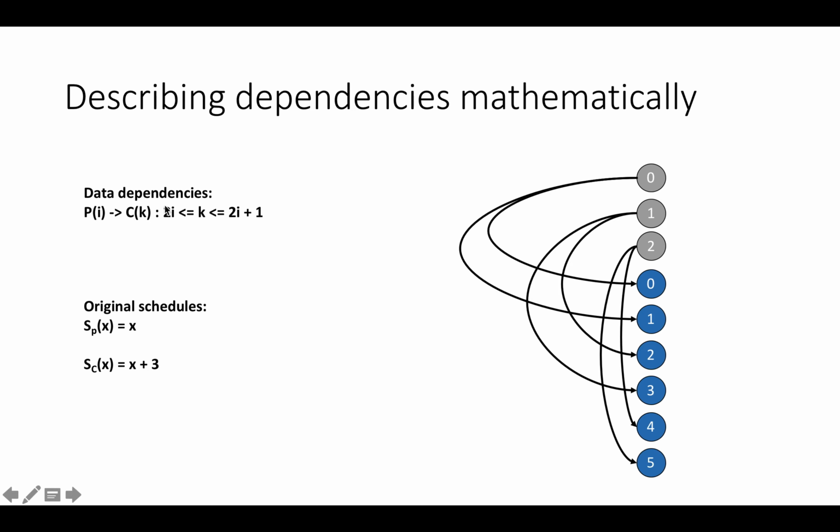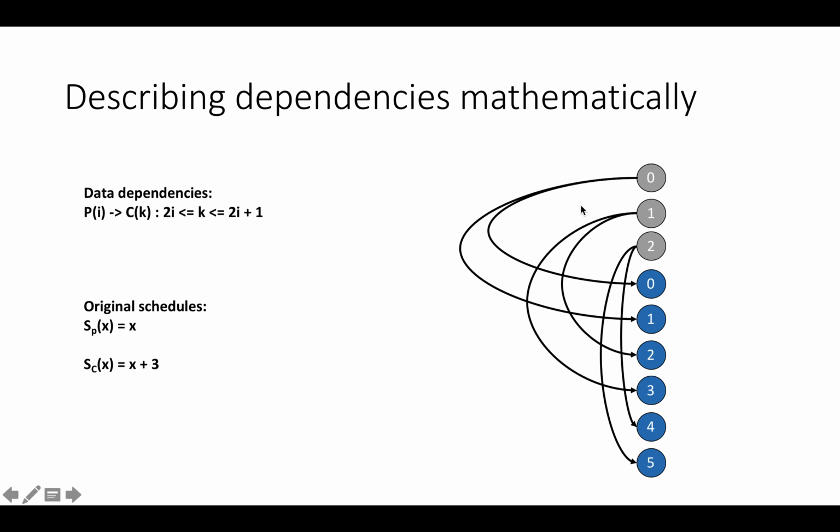So we can describe these dependencies mathematically in a compressed symbolic form by saying that the ith iteration of the producer sends data to the kth iteration of the consumer whenever k is between 2i and 2i plus 1. So, for example, producer 0 sends data to all values of k such that k is between 0 and 1 inclusive, and notice that producer 0 sends data to consumers 0 and 1. And we'd find something similar for 1 and 2. Producer 1 sends data to 2 and 3, and producer 2 sends data to iterations 4 and 5.